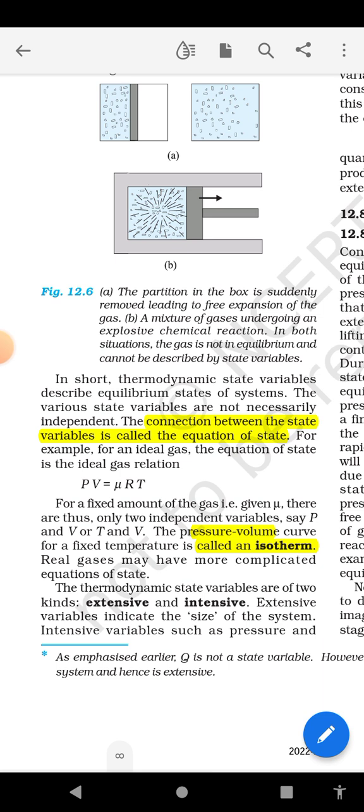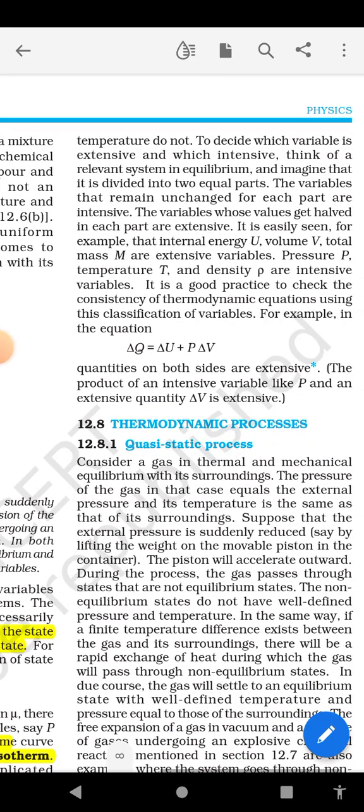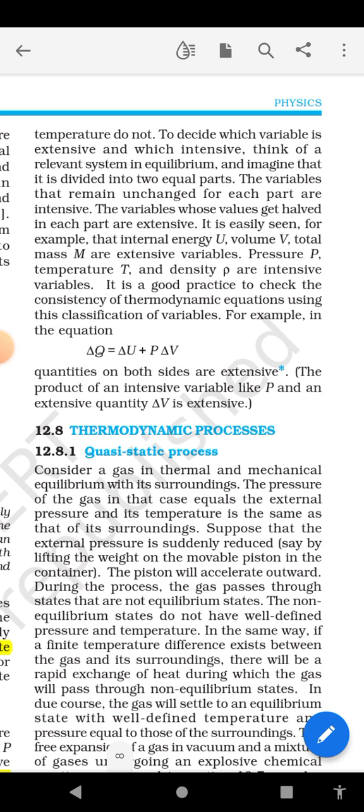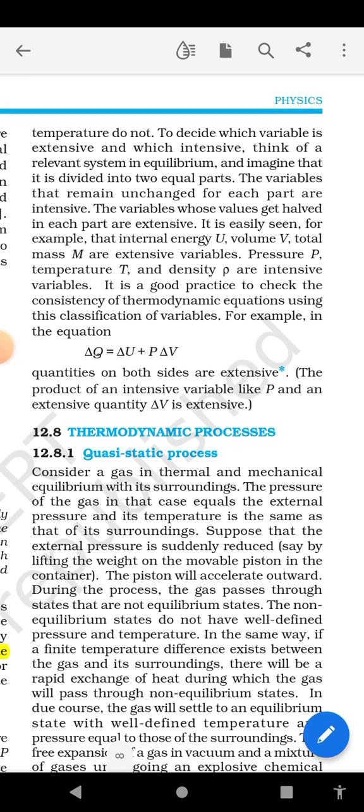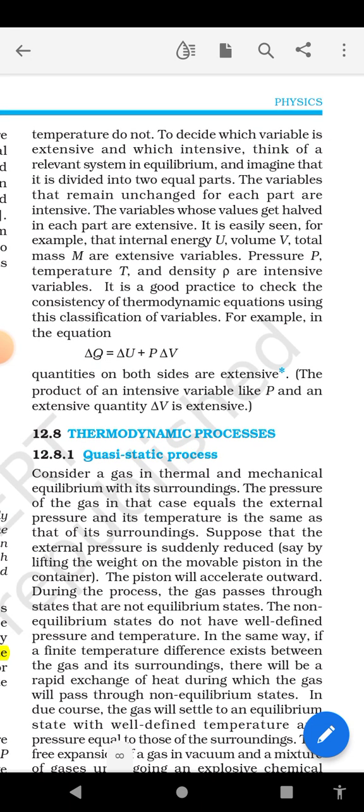The thermodynamic state variables are of two kinds: extensive and intensive. Extensive variables indicate the size of the system. Intensive variables such as pressure and temperature do not. To decide which variable is extensive and which intensive, think of a relevant system in equilibrium and imagine that it is divided into two equal parts. The variables that remain unchanged for each part are intensive.